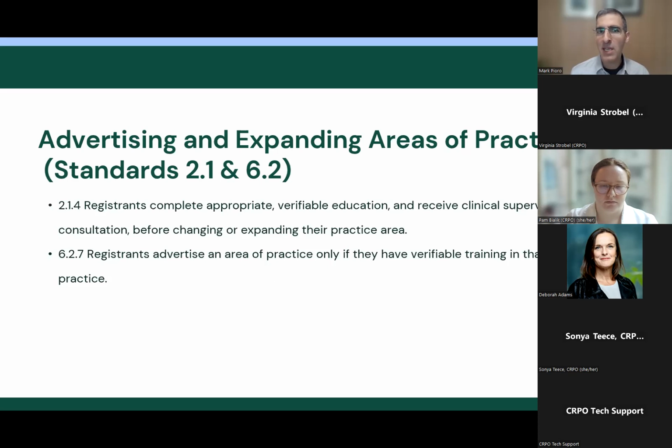Revised Standard 6.2 runs parallel by talking about what practice areas a registrant can publicly advertise. It is similar, stating at 6.2.7, "Registrants advertise an area of practice only if they have verifiable training in that area of practice." The commentary below talks about therapist directory websites, cautioning registrants to think carefully before clicking on a drop-down menu or list of practice areas, because they will be declaring that they are competent in that area.